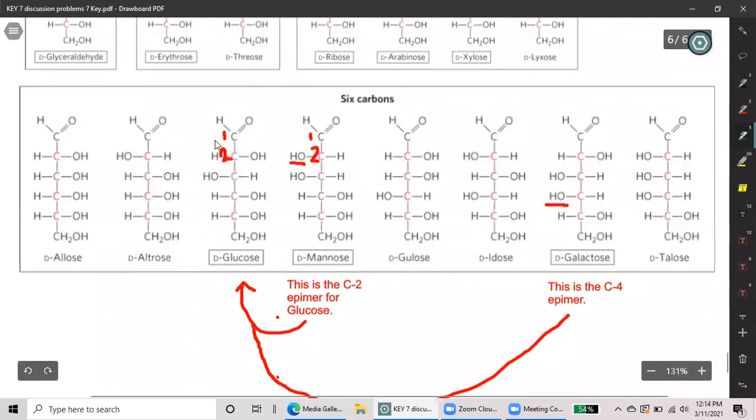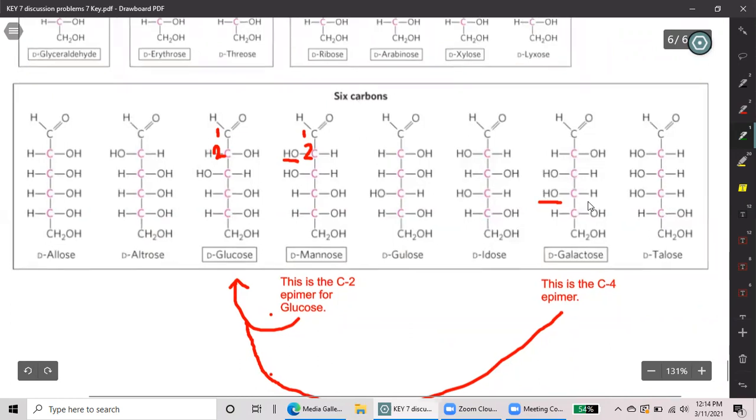So the most important ones are glucose, and then mannose, which is the epimer of glucose. It's the carbon 2 epimer of glucose, if you remember, because only that alcohol group on carbon number 2 is in a different position compared to the glucose molecule. And then here we have galactose, which is the C4 epimer of glucose.